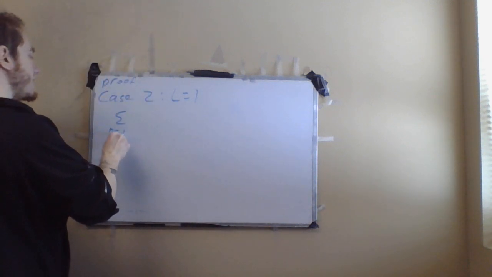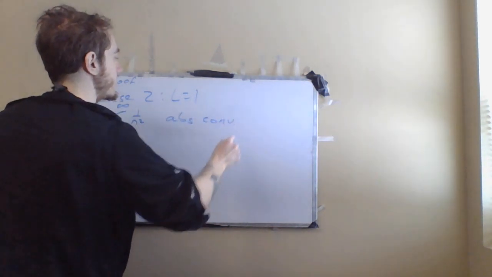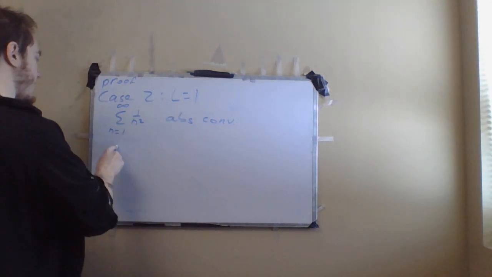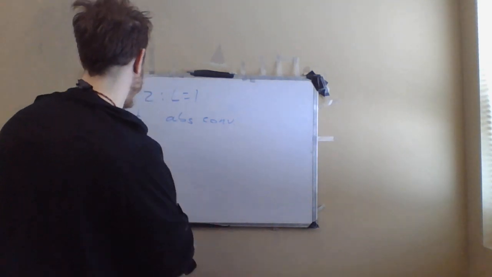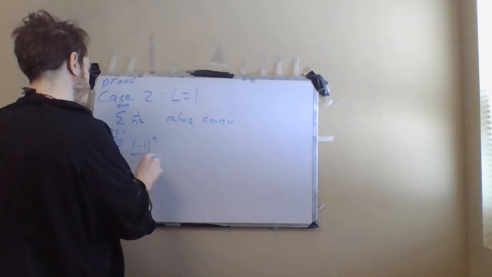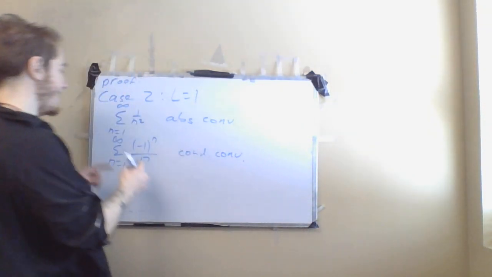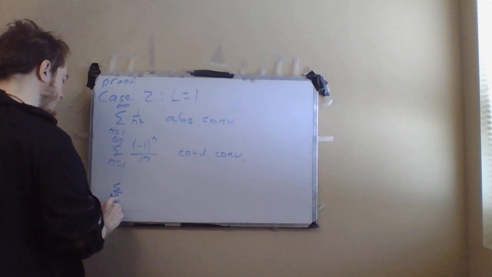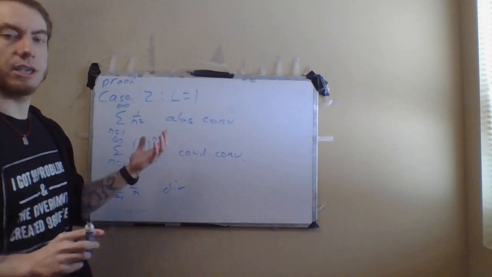If you have the sum from n equals 1 to infinity of 1 over n squared, this is absolutely convergent. But it also has L equals 1 if you try to do the ratio test. If you do the sum from n equals 1 to infinity of the alternating harmonic series, minus 1 to the n over n, this is conditionally convergent, and it also has an L equals 1 ratio test. And finally, if you do the regular harmonic series, this is divergent, but it still has L equals 1.